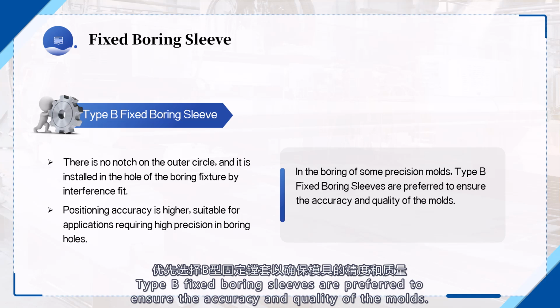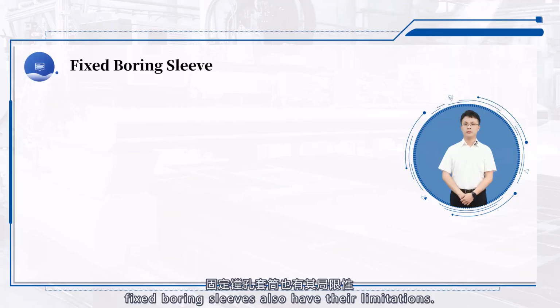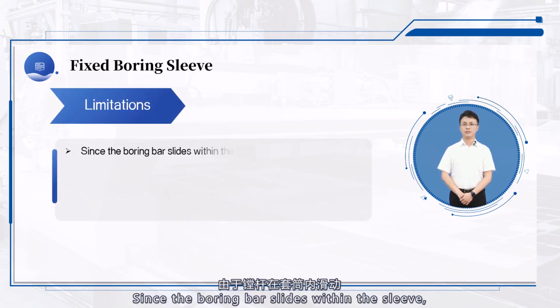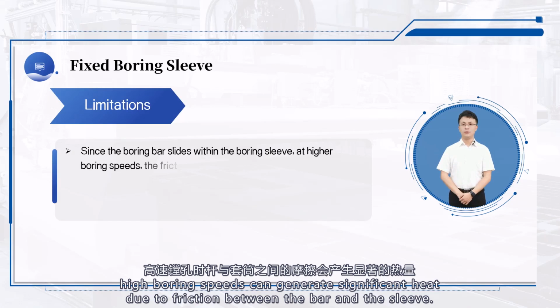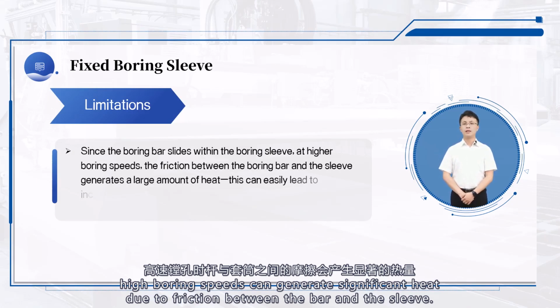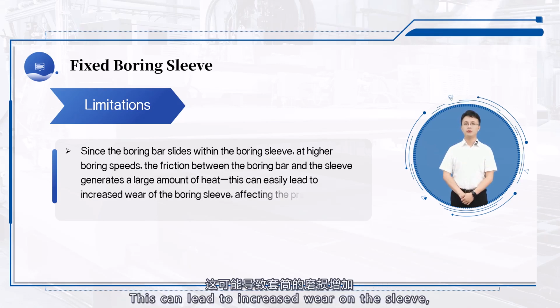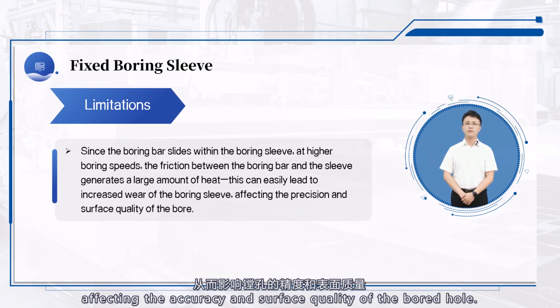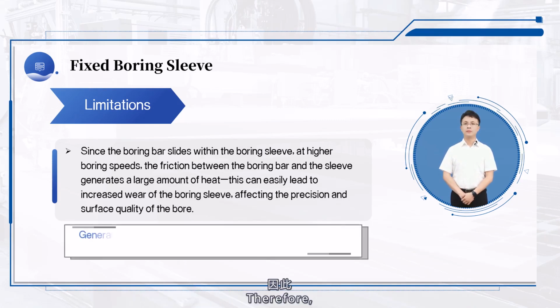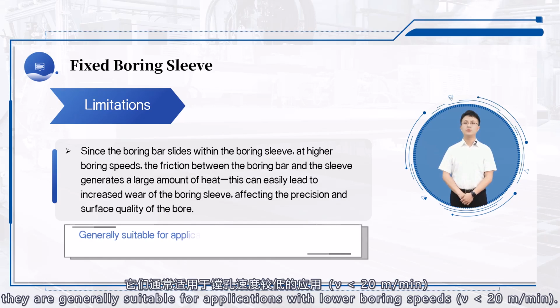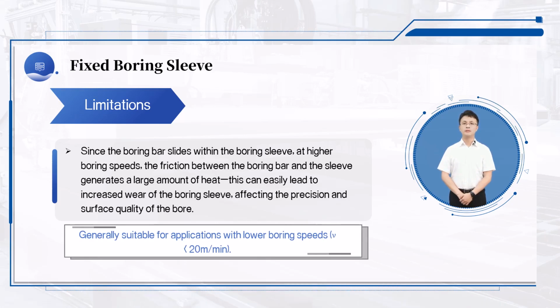quality of the molds. However, fixed boring sleeves also have their limitations. Since the boring bar slides within the sleeve, high boring speeds can generate significant heat due to friction between the bar and the sleeve. This can lead to increased wear on the sleeve, affecting the accuracy and surface quality of the bored hole. Therefore, they are generally suitable for applications with lower boring speeds. V is less than 20 meters per minute.